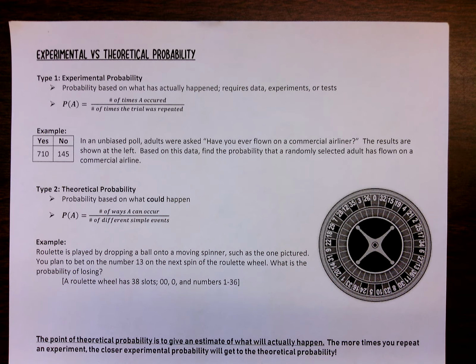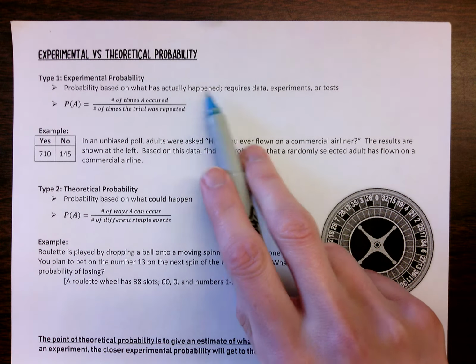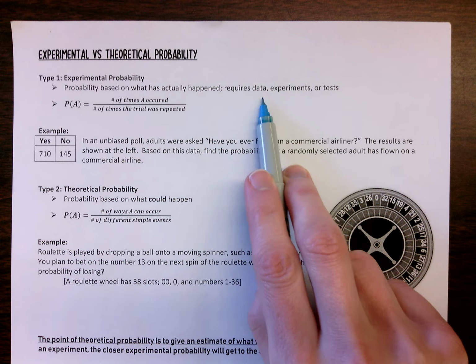We've already pretty much covered the difference between experimental and theoretical probability, but I just wanted to take one day to kind of hammer it home a little bit more. Experimental probability is based on what has already happened. Theoretical probability is based on what could possibly happen. One is sort of looking to the past, if you will, and the other one's sort of looking to the future.